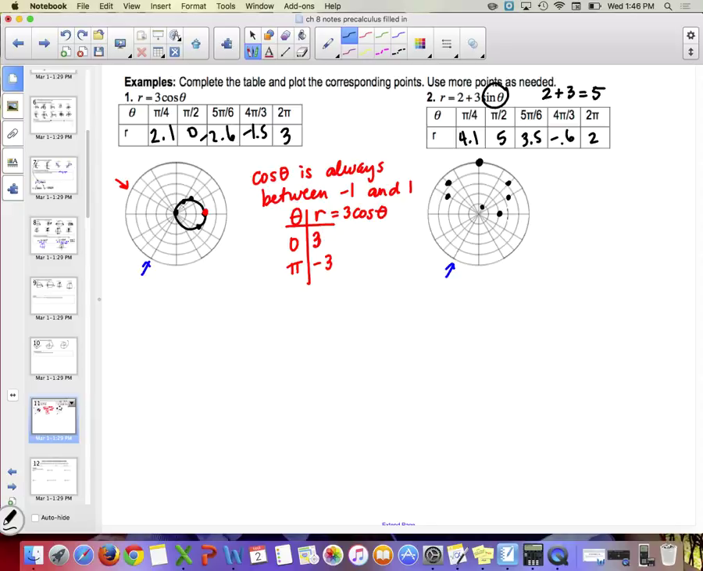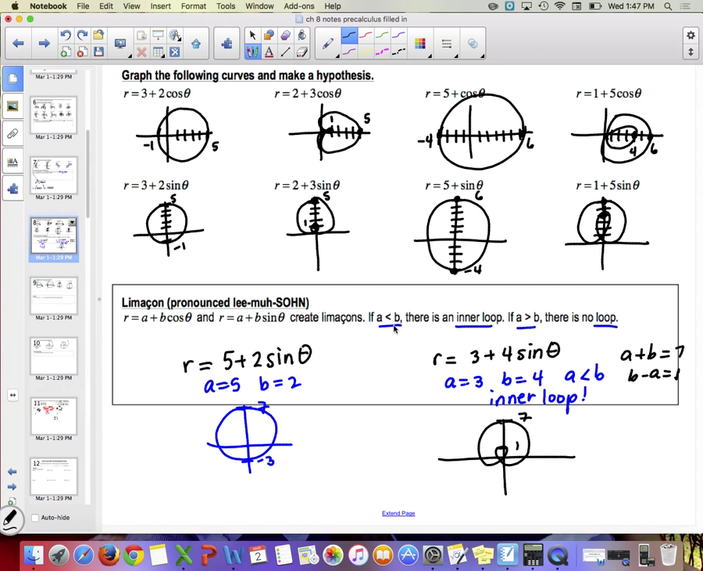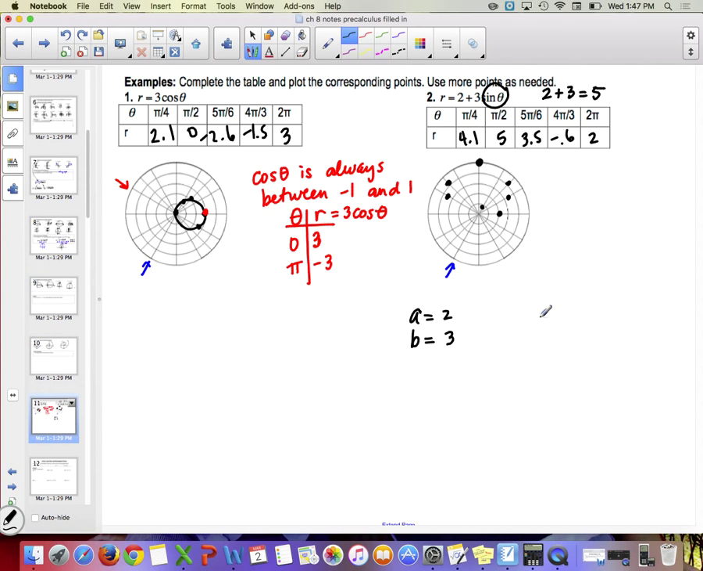So this is not a cardioid. This is one where you have A equal to 2 and B equal to 3. So let's go back. If A was less than B, there's an inner loop. If A is bigger than B, there is no loop. So is A less than B? Yeah, there's going to be an inner loop. So this means that we have an inner loop. And when we subtract them, B minus A, you get 1. So, well, maybe I should write 3 minus 2 equals 1. That means its loop is going to go up to a height of 1.